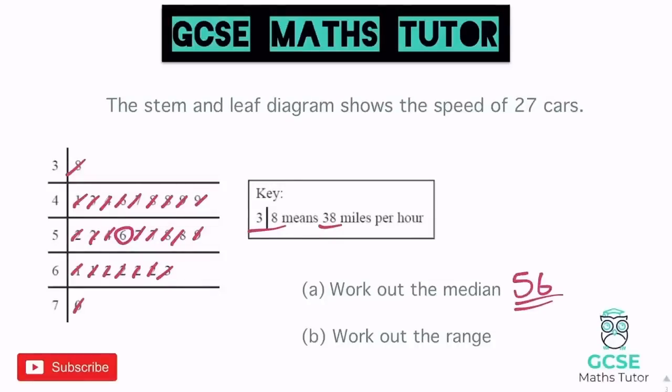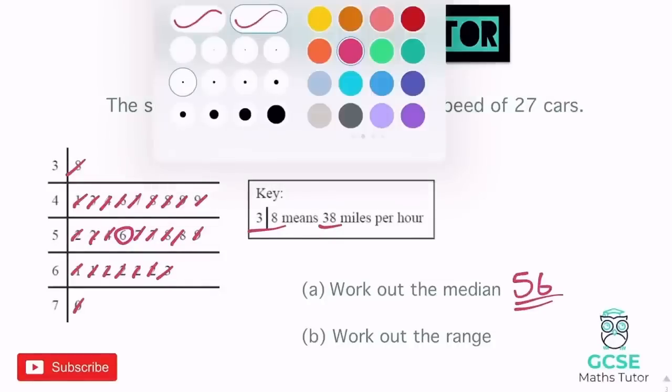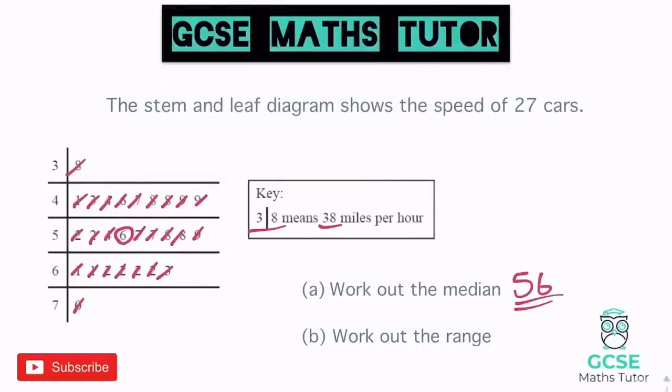Working out the range, we want to look at which one's the smallest and which one's the biggest. Let's have a look. If I get rid of some of my lines here, the smallest number there is 38, the biggest is 70. So to work out the range, the range will just be 70 the biggest, take away 38 the smallest, which is 32 as my range there. Again, there's median and range from a stem and leaf.